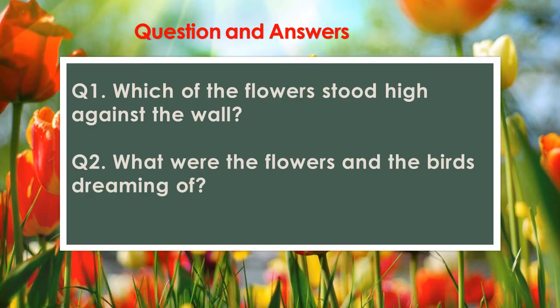Let us try those tips with some of the questions given here. Which of the flowers stood high against the wall? We can take the words from this question itself, and the answer is sunflowers and roses. So we will not just write the words sunflowers and roses, we will phrase a complete sentence. The sunflowers and roses stood high against the wall, and we will punctuate it. We will start with the capital letter and mark it with a full stop in the end.